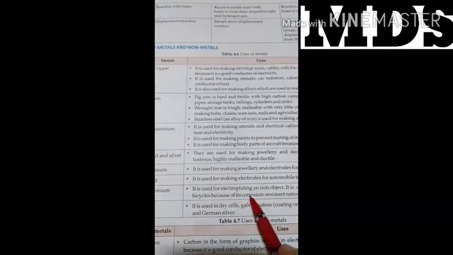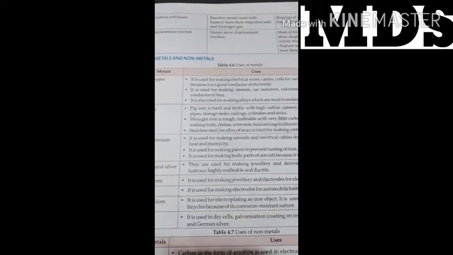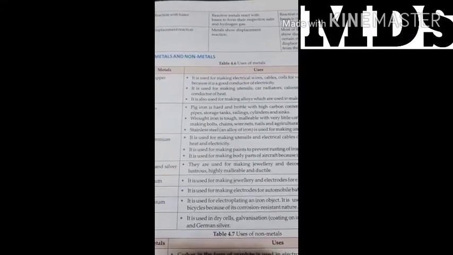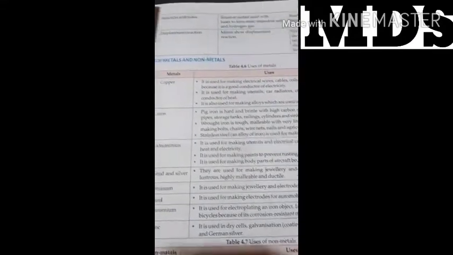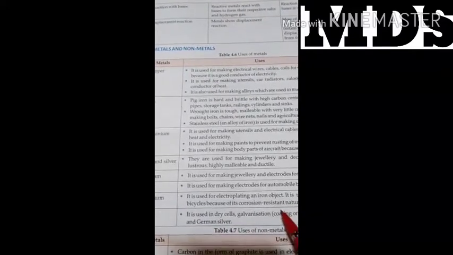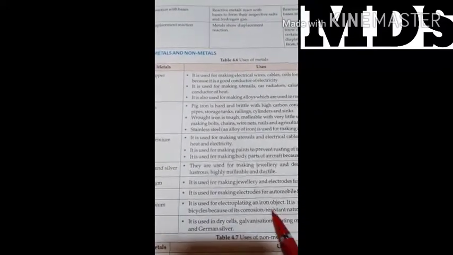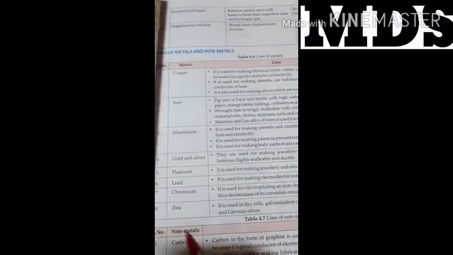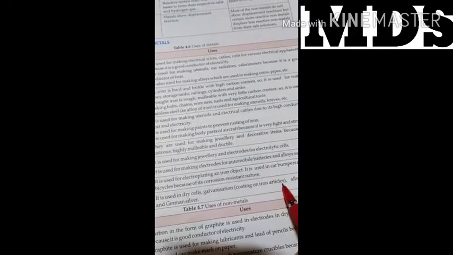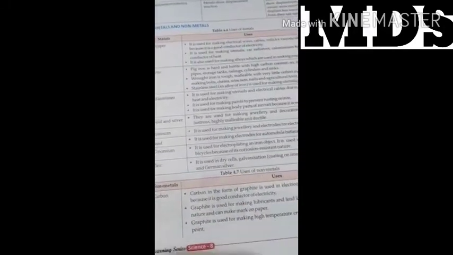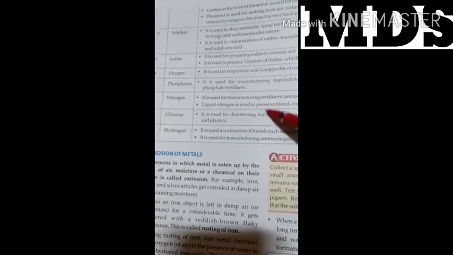Chromium is used for electroplating of iron objects. Electroplating is, with the help of electricity, depositing a layer on the iron object to prevent corrosion, that is, to prevent rusting. Zinc is used in dry cells and galvanization, that is, a coating of iron articles. That is the use of the metals. Next is the use of the non-metals. Read this table yourself in your book. The non-metals and their uses are given there.